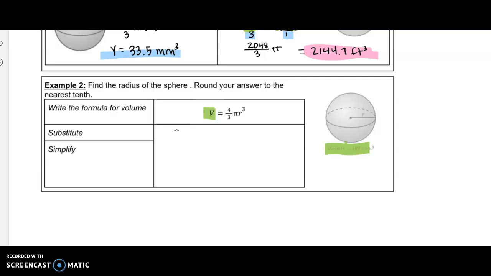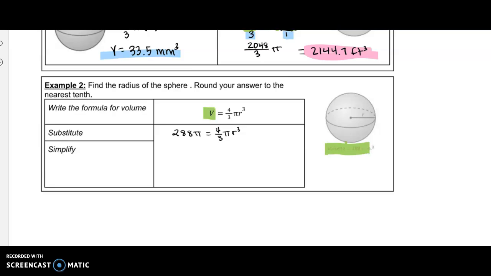So we have 288 pi equals 4/3 pi times your radius cubed. And since they left this in terms of pi, that means that they never actually multiplied this by 3.14. So your volume is whatever 288 times 3.14 is.